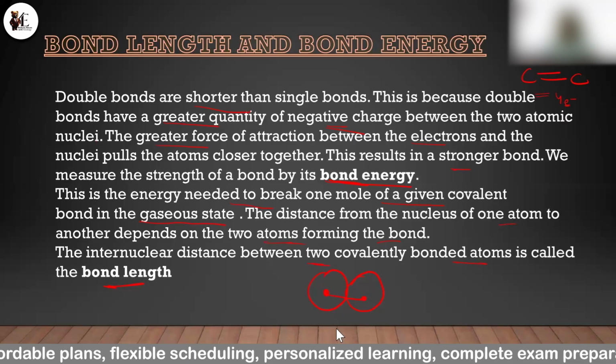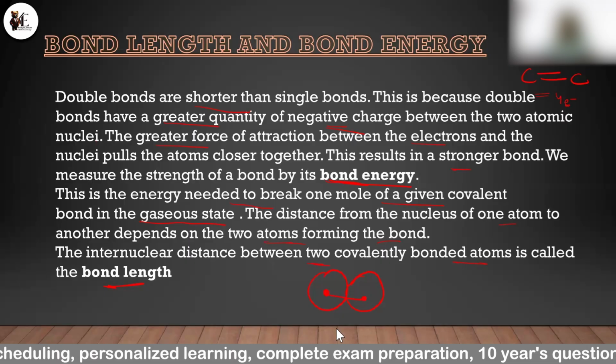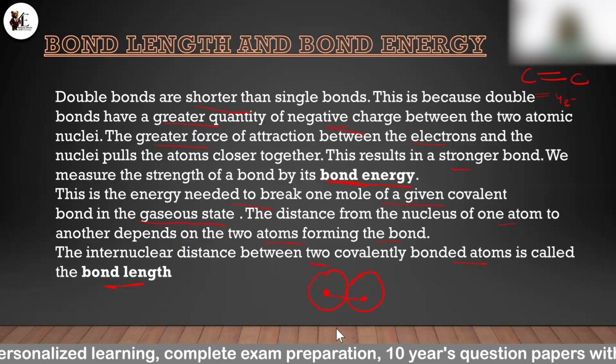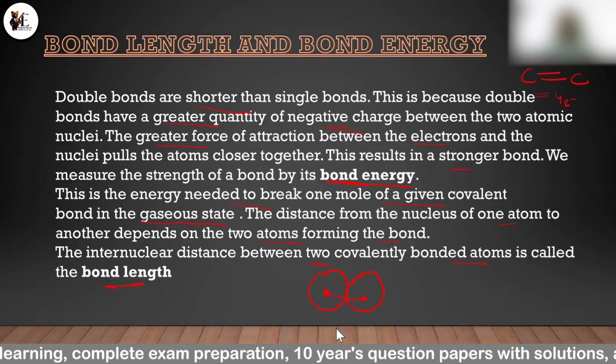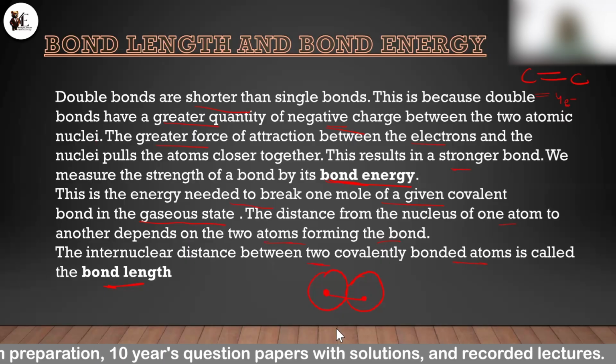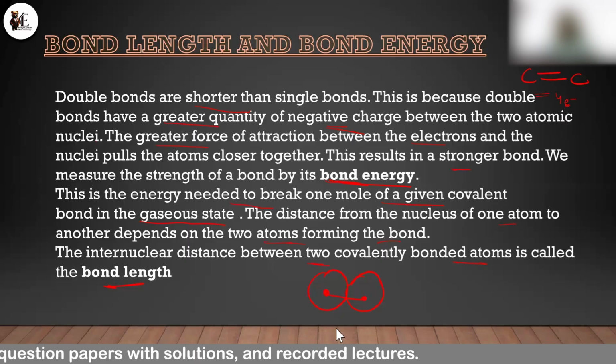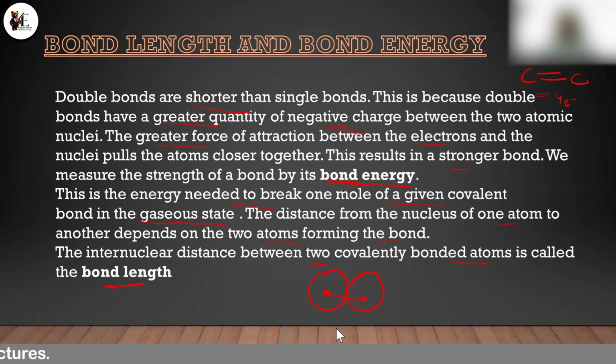Write it down. So you should know what is bond length. Bond length is the internuclear distance. Internuclear means between the nuclei of two atoms, between the nuclei of two covalently bonded atoms. It's called its bond length. What is bond energy? Energy needed to break one mole of a given covalent bond in gaseous state is bond energy. You should know which has a greater bond length, CC single bond or CC double bond. So CC single bond has a greater bond length as compared to CC double bond.